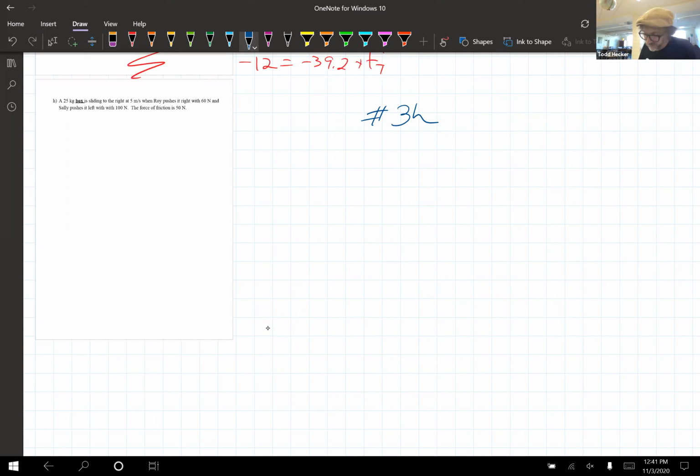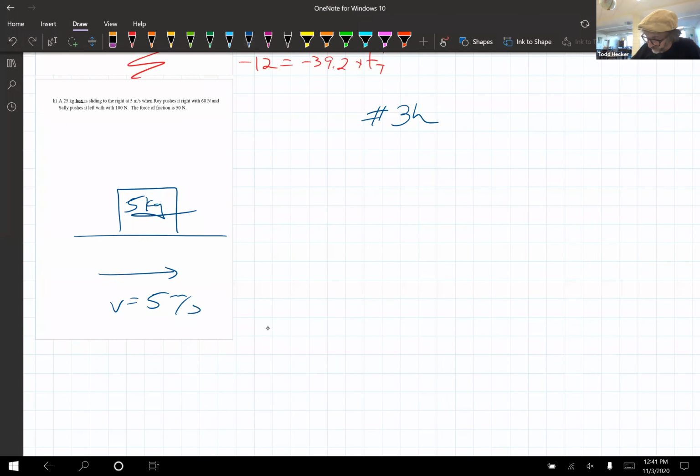We have a 25 kilogram black box that is sliding to the right at 5 meters a second. So let's start there. Here's our box, 5 kilograms. It is sliding to the right at a velocity of 5 meters a second, which means that this mass is wrong. It was supposed to be 25 kilograms. All right.